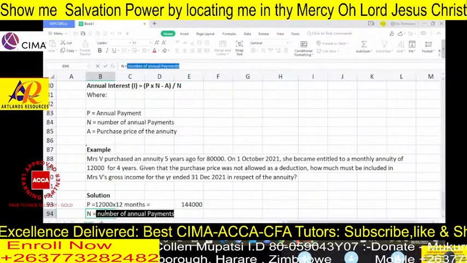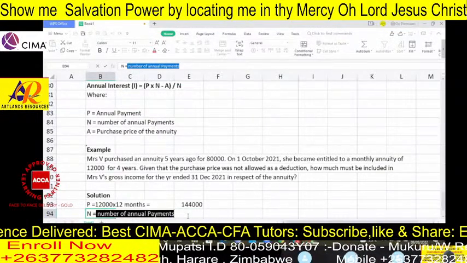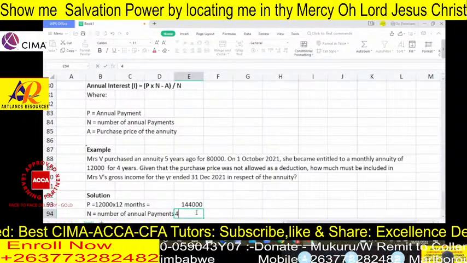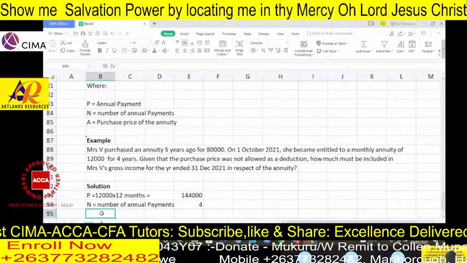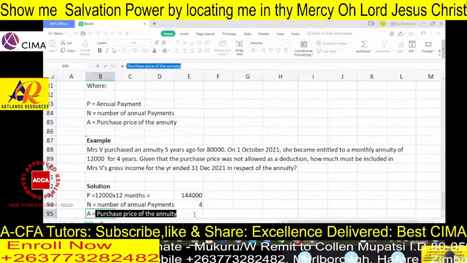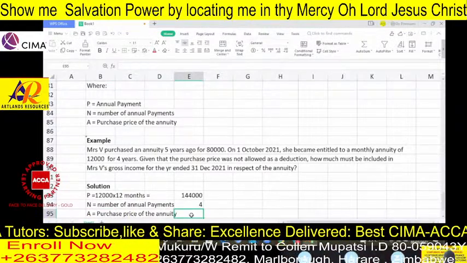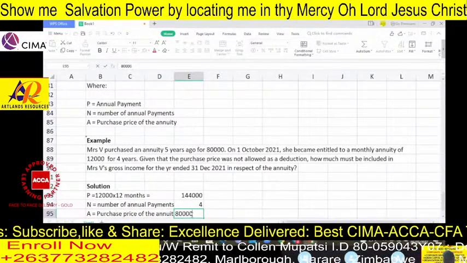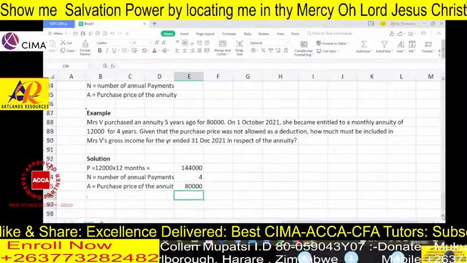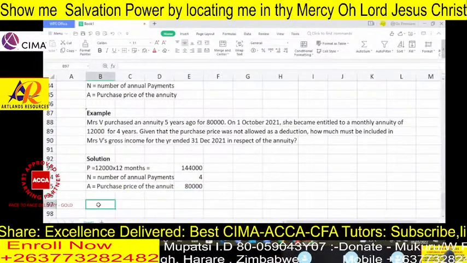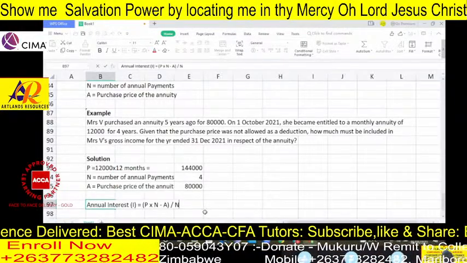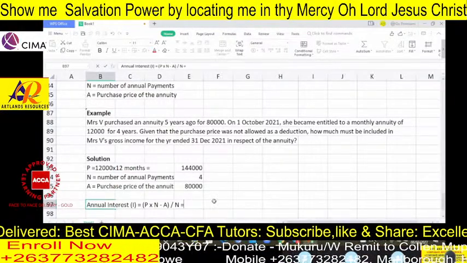And then N equals the number of annual payments. In this case, the number of annual payments is 4 years. And then A is the purchase price of the annuity. In this case, the annuity was purchased for 80,000. So with this formula here, we then say annual interest equals. So that's the formula.